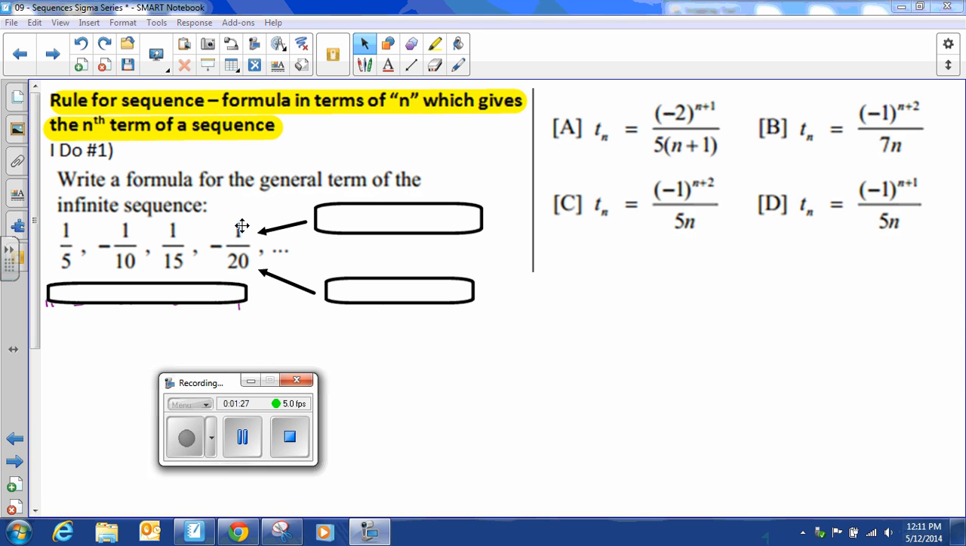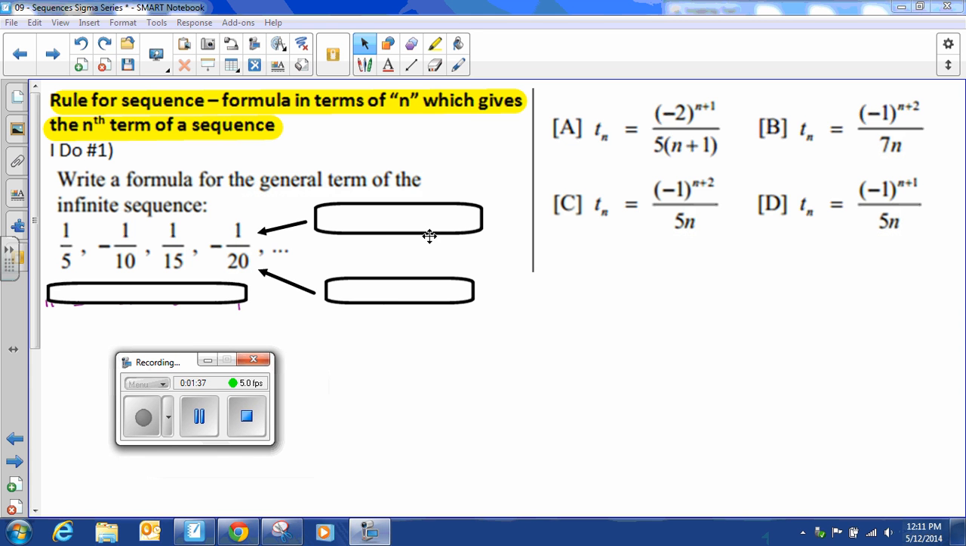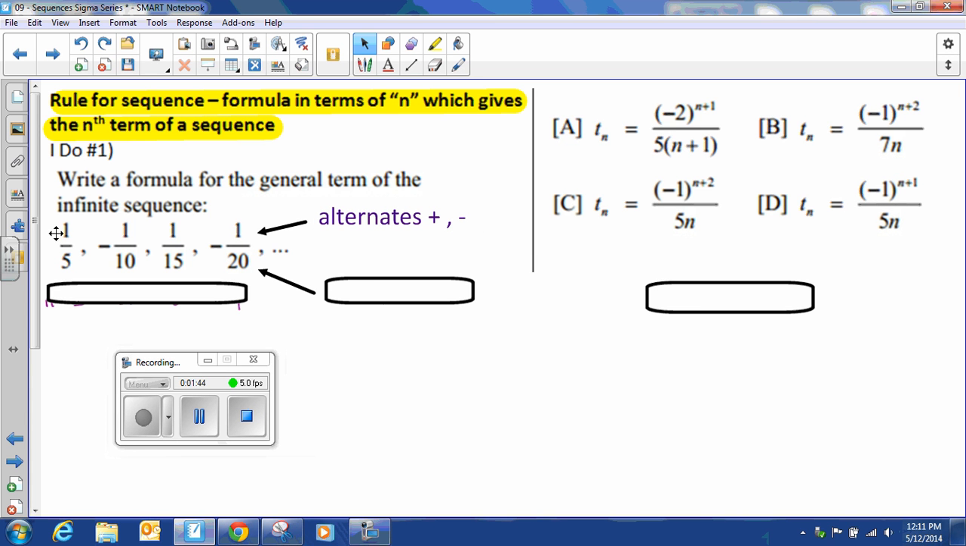So if we take a look at example 1, write a formula for the general term of an infinite sequence. Now, infinite sequence just means a sequence where you see dot, dot, dot. It goes on for infinity. So we're looking for a pattern and a relationship to fit into one of these formulas. If you notice, the signs alternate positive, negative, positive, negative. The denominators are multiples of 5.